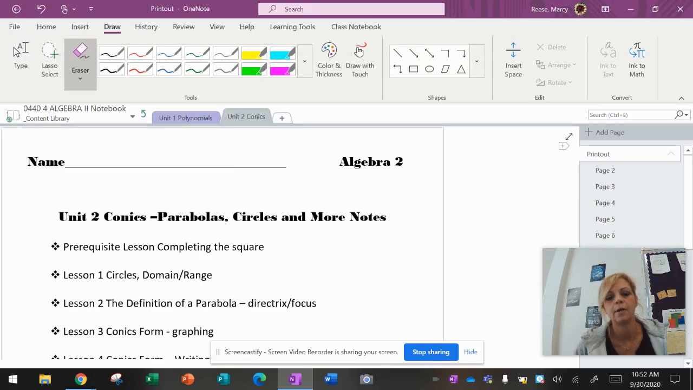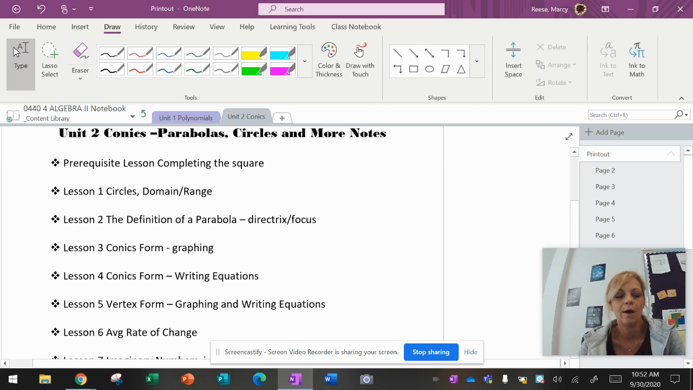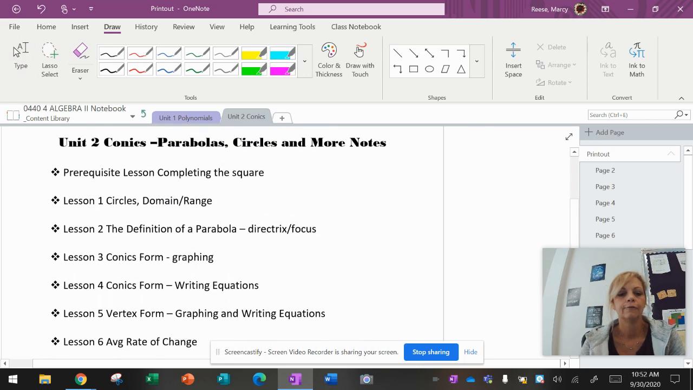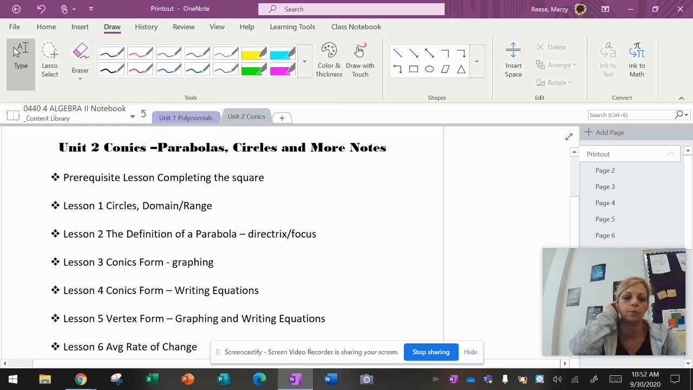Hello, ladies and gentlemen. We are now starting Unit 2, which is conics, parabolas, circles, and more notes. All right, so it's a lot. We've got 10 lessons. Our first lesson today is going to be a prerequisite lesson on completing the square.